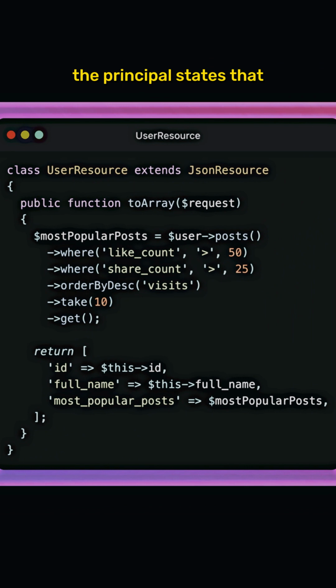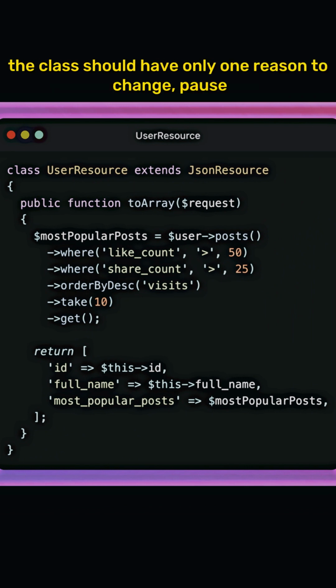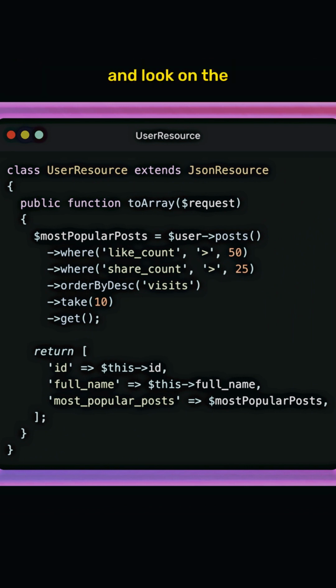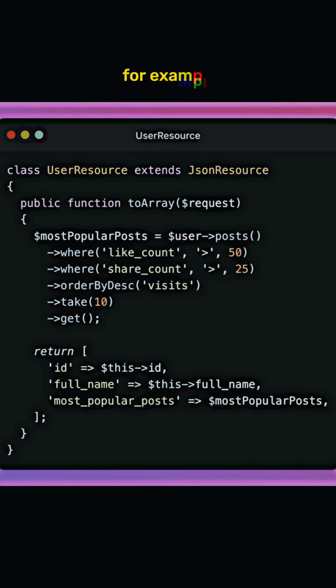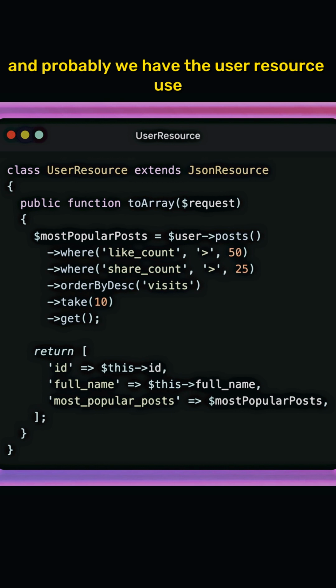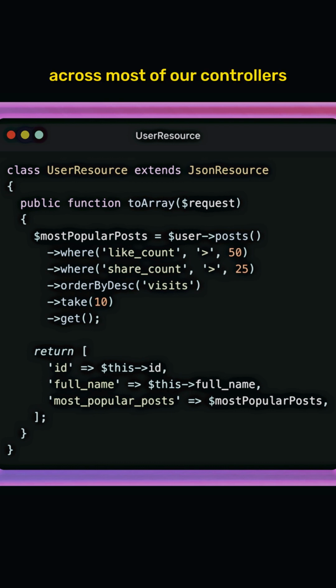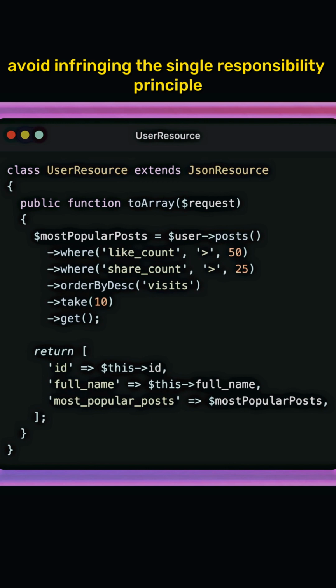The principle states that a class should have only one reason to change. Pause and look at the example below. In this example, we are getting the posts from a user resource. What happens if we have to change the definition of most popular posts, and we have the user resource used across most of our controllers? It will be a bit cumbersome, and we can do better to avoid infringing the single responsibility principle.